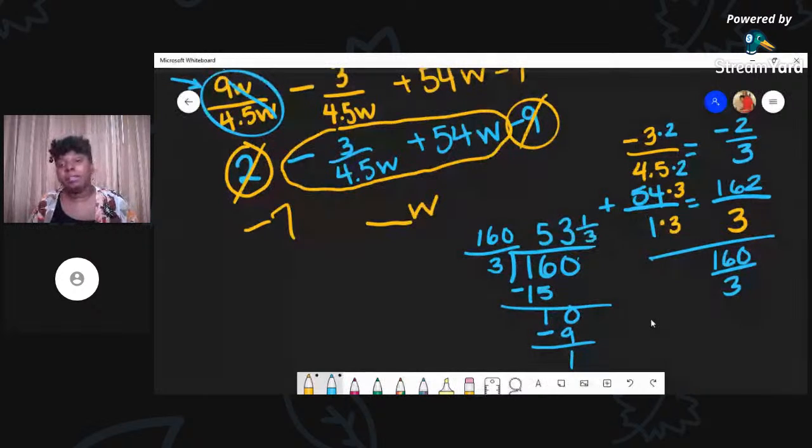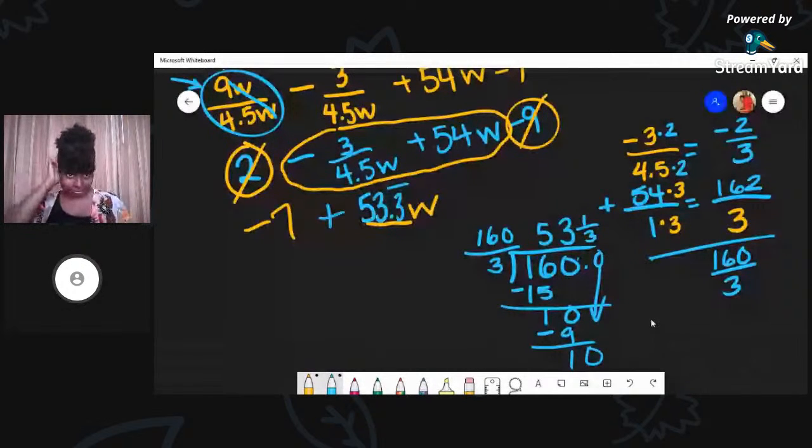You can bring it down, and you'll see that it is a repeating decimal. So it's up to you how you want to write it. You could write 53 1/3, or 53.3 repeating, however you want to write it. It's fine. But this is the ugly answer that we get.